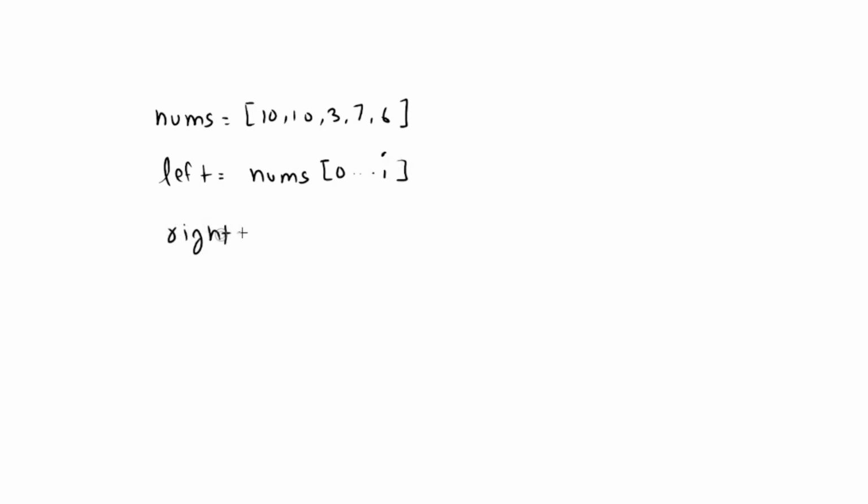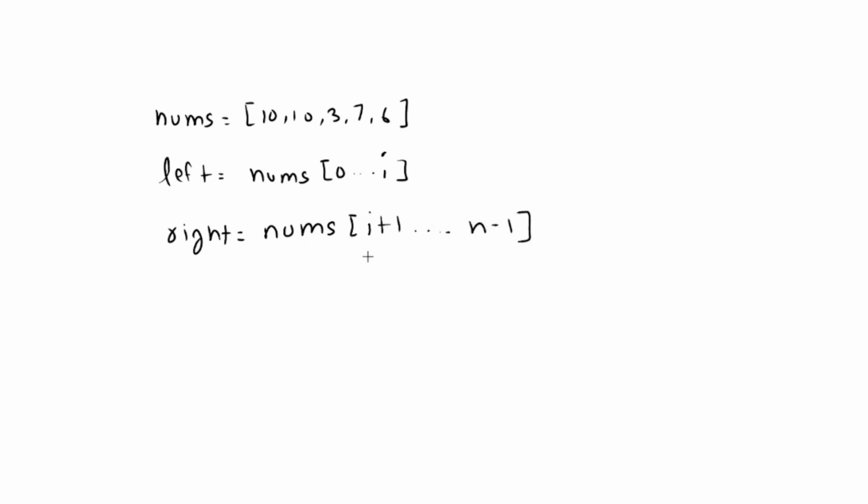Okay, let's start with our first example, that is 10 10 3 7 6. Now what we can do is we can make two subarrays. Left one which can be nums 0 to i, and right one which can be nums i plus 1 to n minus 1.